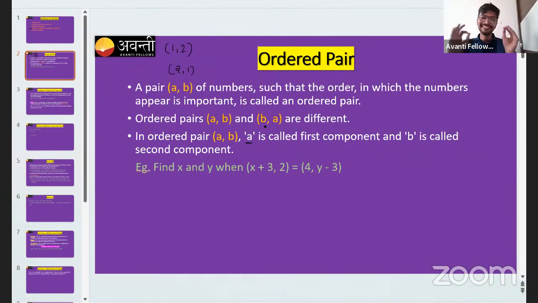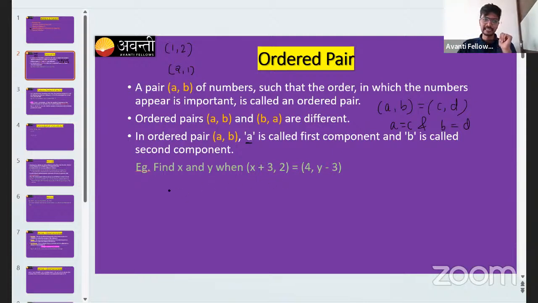So let us solve a very easy example: find x and y when this is the ordered pair and this is the ordered pair. If two ordered pairs are equal, let me show you. A comma B is equal to C comma D. What this means is that A is equal to C and B is equal to D. The first component is equal to the first component. The second component is equal to the second component. So here it is very simple. Let us just equate the first components.